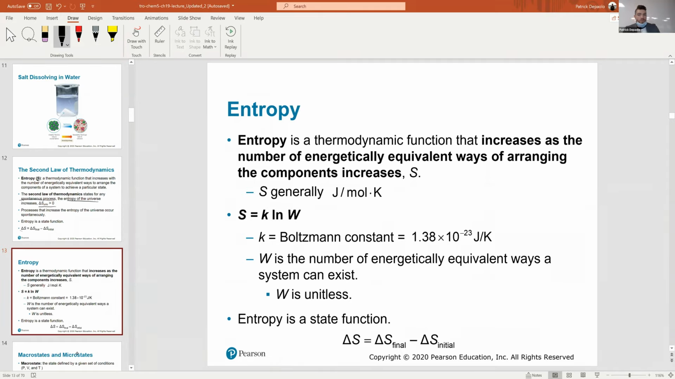Now, what we can say is that K is our Boltzmann constant, which is in joules per Kelvin, and W is a kind of weird number. It's the number of energetically equivalent ways that the molecules exist. So that's a weird thing to say. If you have a mole of molecules, well, not even a mole, if you have 50 molecules, the number of arrangements they can make and still be energetically equivalent is huge, 10 to the 20-something. So that number is going to be very large.